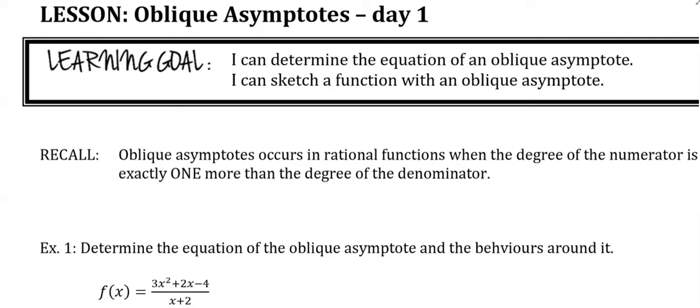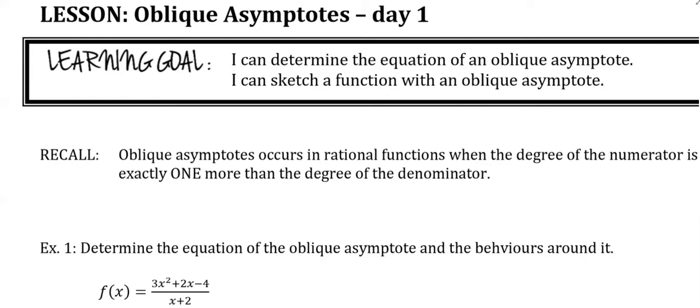Okay, and again, a reminder: oblique asymptotes occur in rational functions when the degree of the numerator is exactly one more than the degree of the denominator. If it's more than one more, something else happens that we don't look at in this course. I bet you could give a good guess as to what would happen if you had, like, 4 on top and 2 on bottom. But ours will always be a difference of 1.